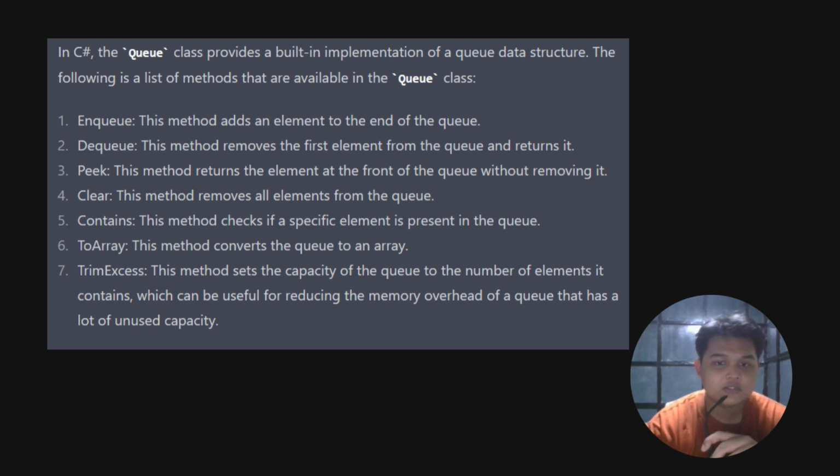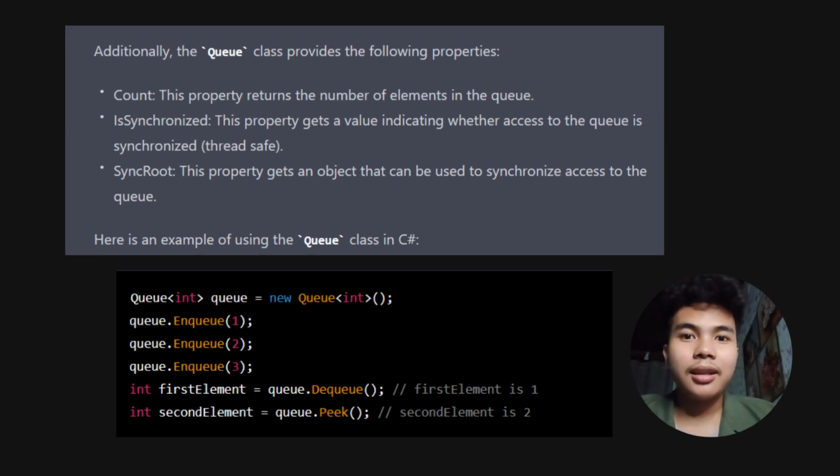ToArray. This method converts the queue to an array. And lastly, we have TrimExcess. This method sets the capacity of the queue to the number of elements it contains, which can be useful for reducing the memory overhead of a queue that has a lot of unused capacity. So additionally, the queue class provides the following properties. The first is Count. This property returns the number of elements in the queue. The second is IsSynchronized. This property gets a value indicating whether access to the queue is synchronized.